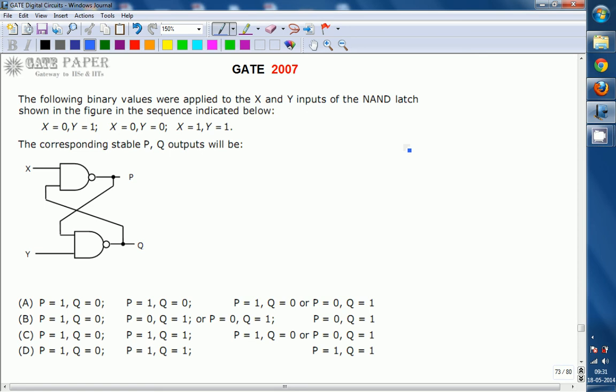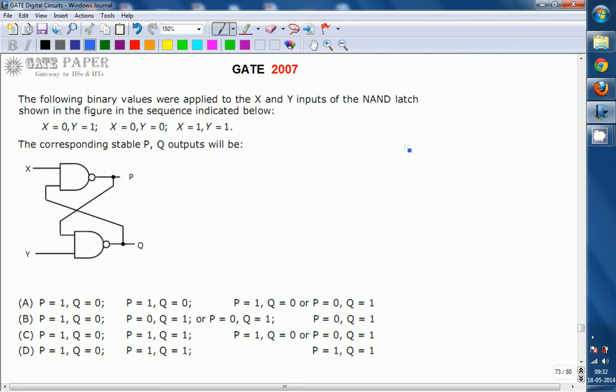Hello, we are discussing the GATE 2007 ECE paper, and this question is related to digital circuits. The following binary values were applied to the X and Y inputs of a NAND latch in the sequence indicated. X is equal to 0, Y is equal to 1 first, and after that X, Y are 0 0, then X, Y as 1 1. What will be the corresponding stable PQ states?